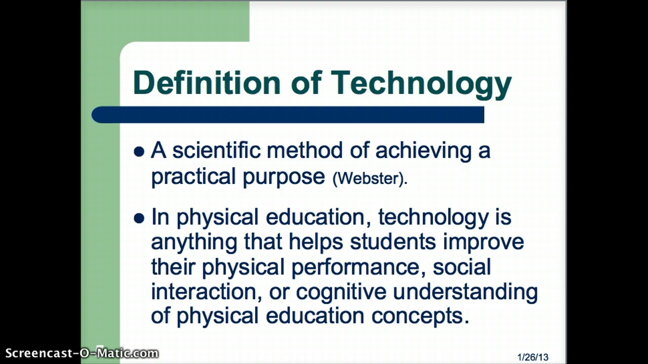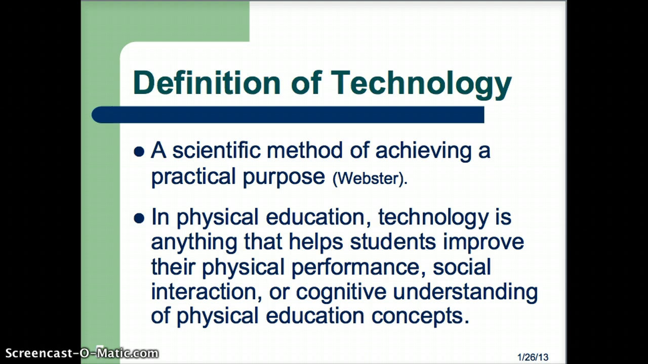If we go to Webster's dictionary, technology can be defined as a scientific method of achieving a practical purpose. When you talk about physical education, technology is anything that helps your students improve their physical performance, their social interaction, or their cognitive understanding of physical education concepts. So just because you have the technology doesn't mean you have to use it, but if you can use it to focus on any of the three domains, or hopefully all three, then you've got a really great tool to use in your classroom. And remember, our discipline is the only one that touches all three domains.